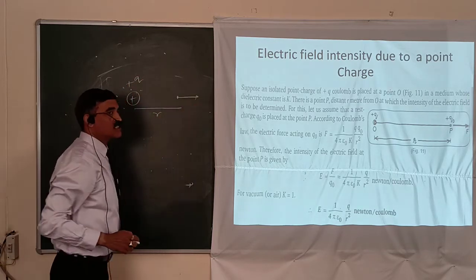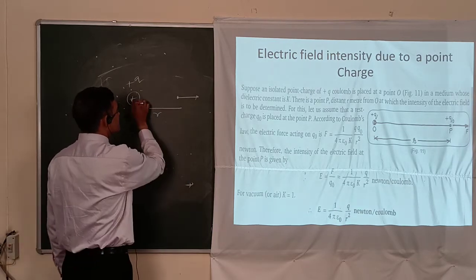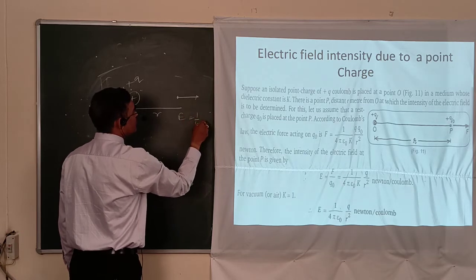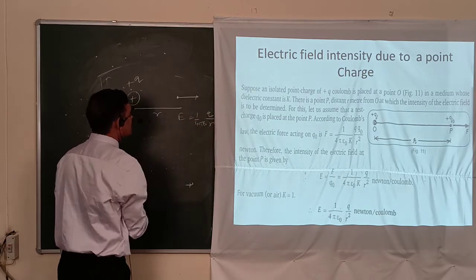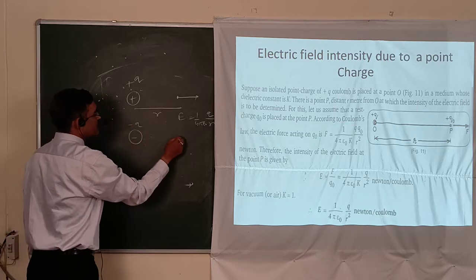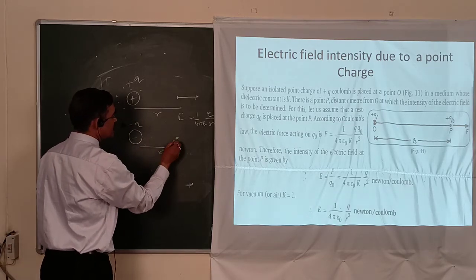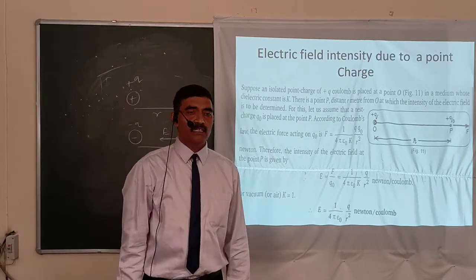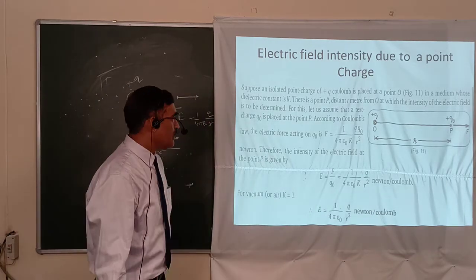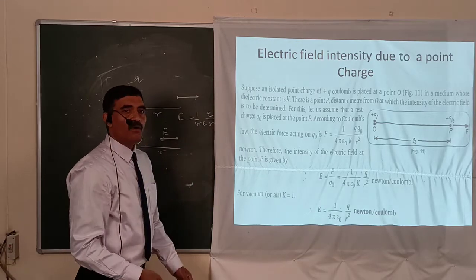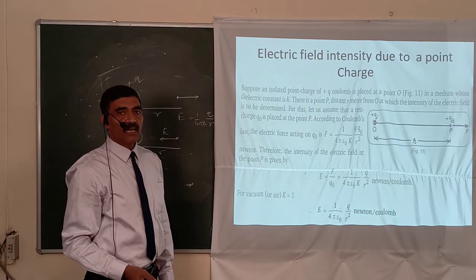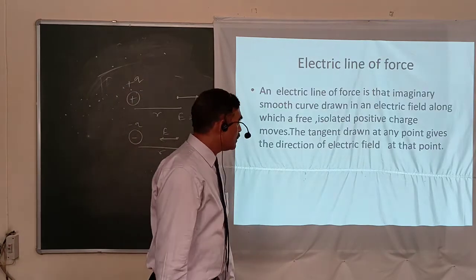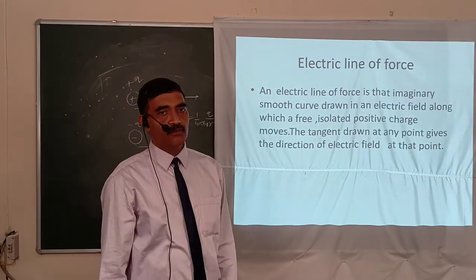So at this point the direction of electric field is away from this charge, and the value is E equal to 1 upon 4 pi epsilon naught q upon r square. Similarly, if it is a negative charge at this point which is at a distance r, then the electric field is directed towards that charge, the magnitude will remain same, that is 1 upon 4 pi epsilon naught q upon r square. In the case of air or vacuum, or if the medium is of dielectric constant k, then here we put capital K also. Now the electric line of force.